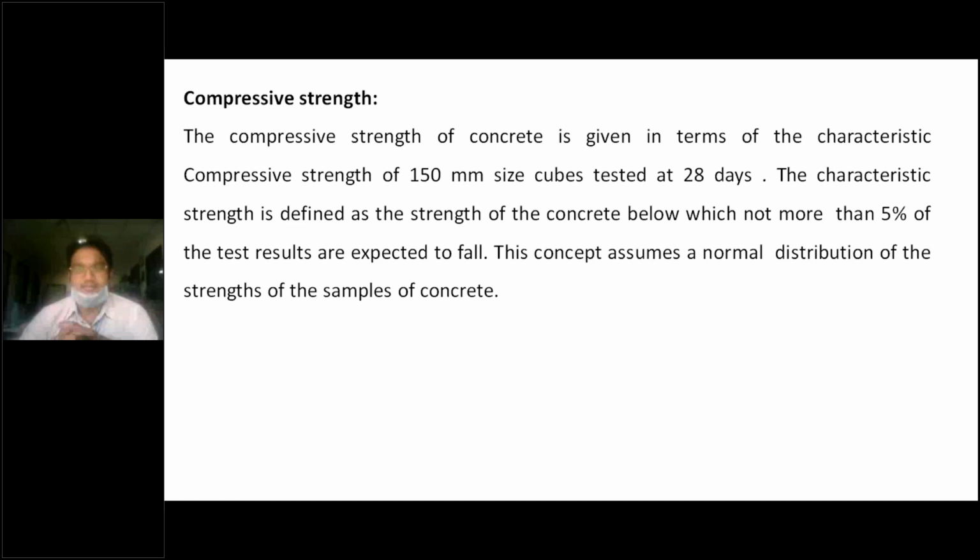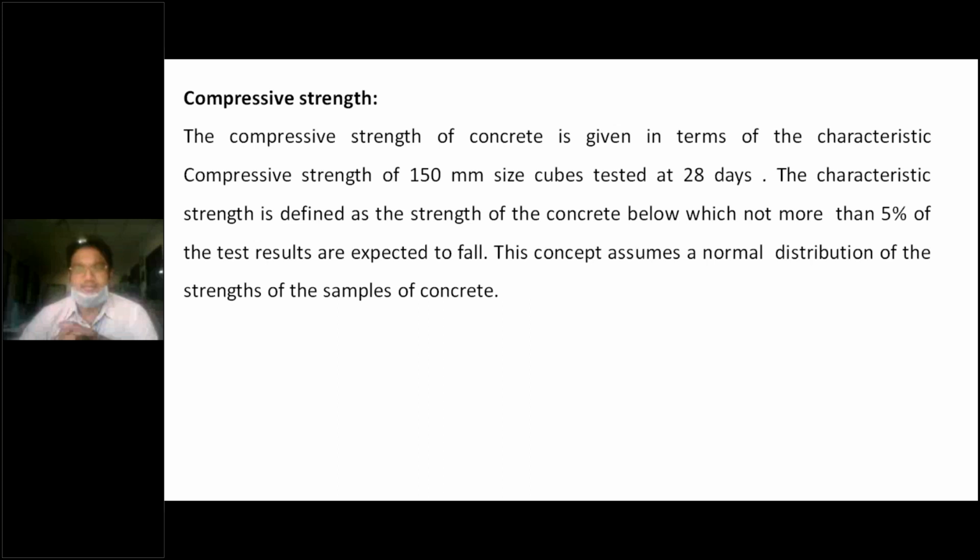What do we mean by compression strength of concrete? Here we all know the compression strength of concrete is nothing but the characteristic compression strength of a cube sized 150 by 150 by 150. It's the normal size of a concrete cube, which is tested at 28 days of curing, right? Here the characteristic strength is defined as the strength of the concrete below which not more than 5% of the test results are expected to fall, right?